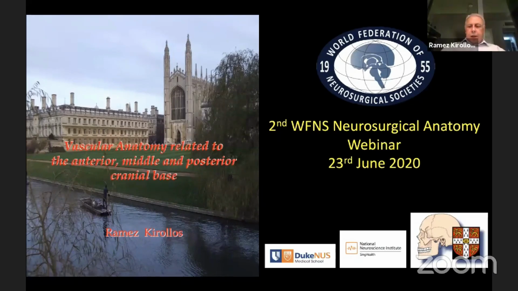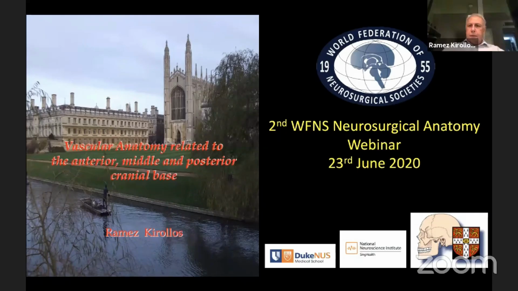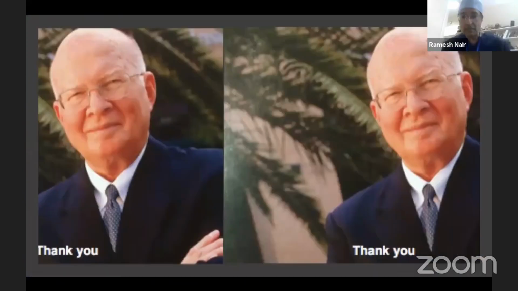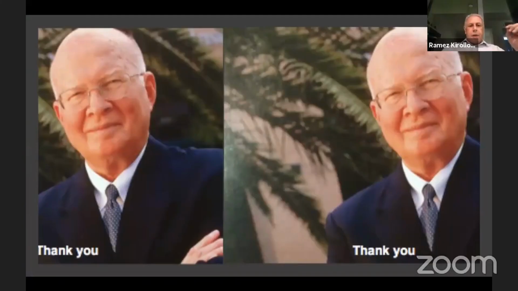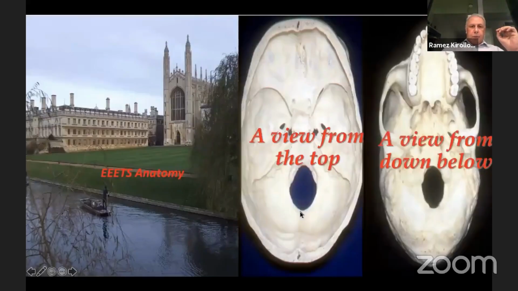I'll cover the anatomical talk. First, I acknowledge Professor Roten's slides that were donated to us, which I'm going to use for this talk, which is mainly anatomical landmarks. I will concentrate, due to the time, on the carotid and its relationship to the skull base and the vertebrovascular junction. The connection between them is really about intraoperative landmarks and orientation, and we'll use the floor of the sphenoid sinus, as I will show you subsequently.